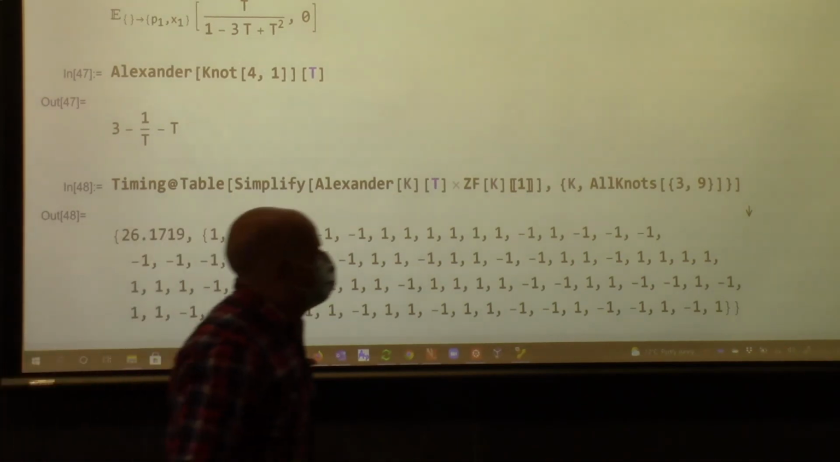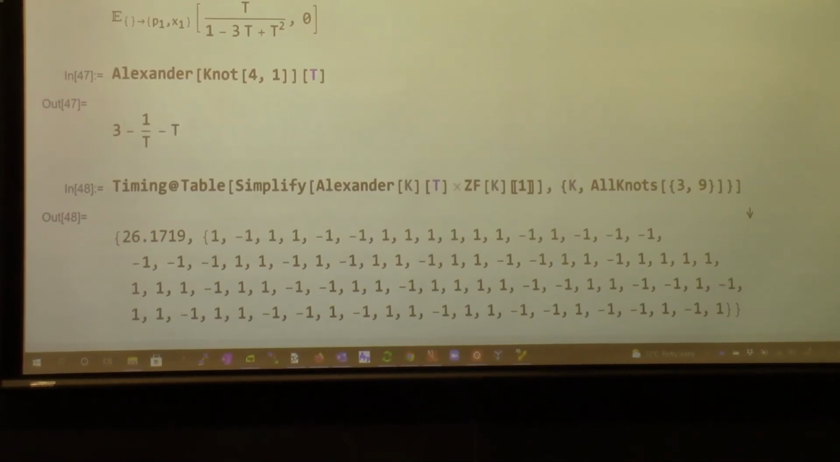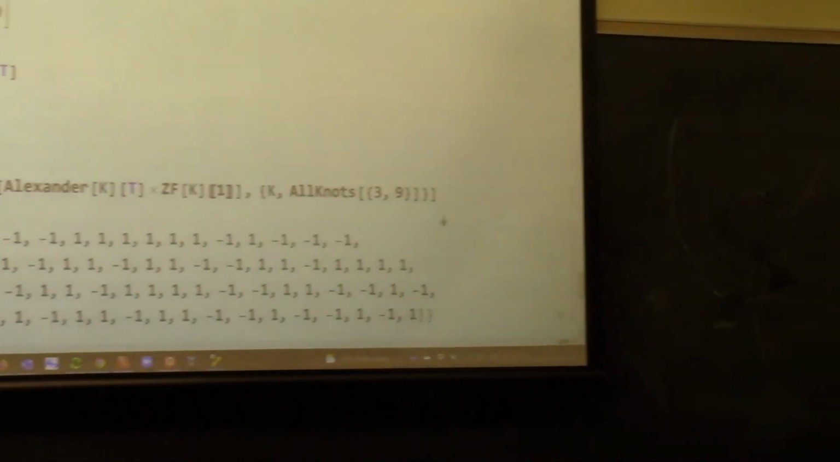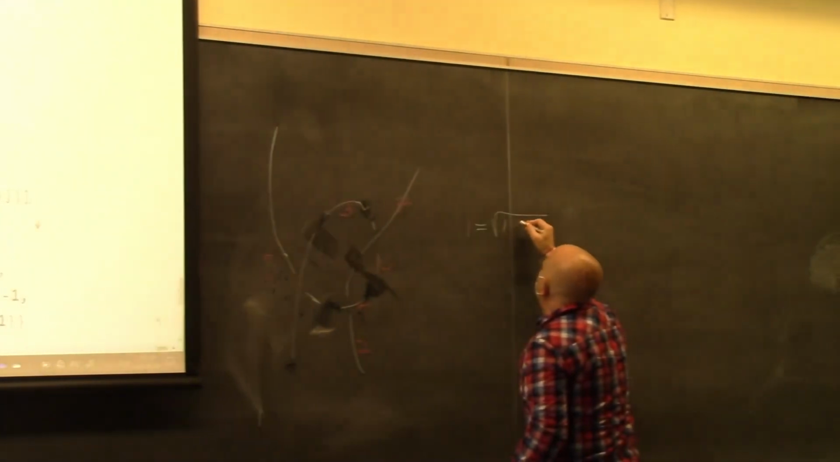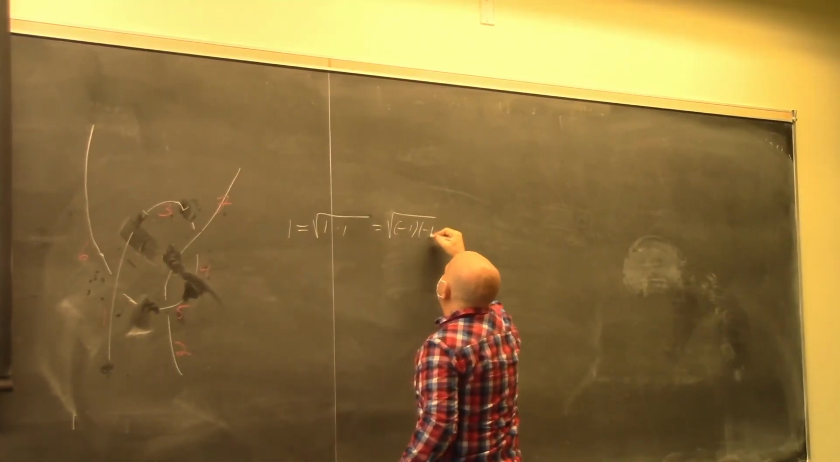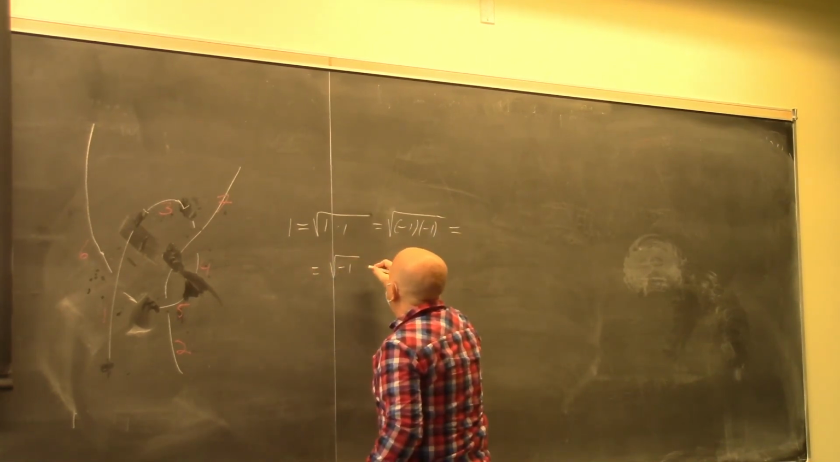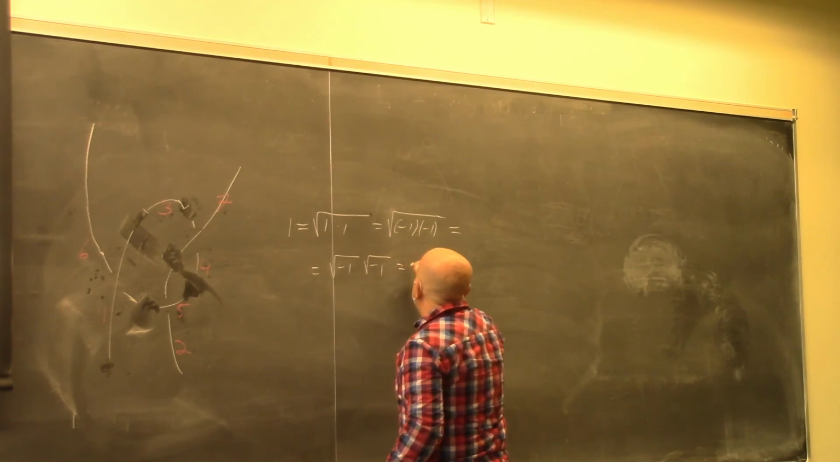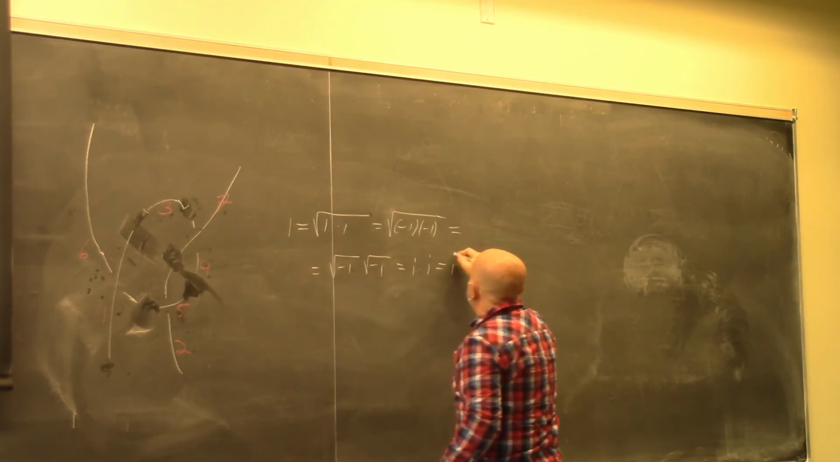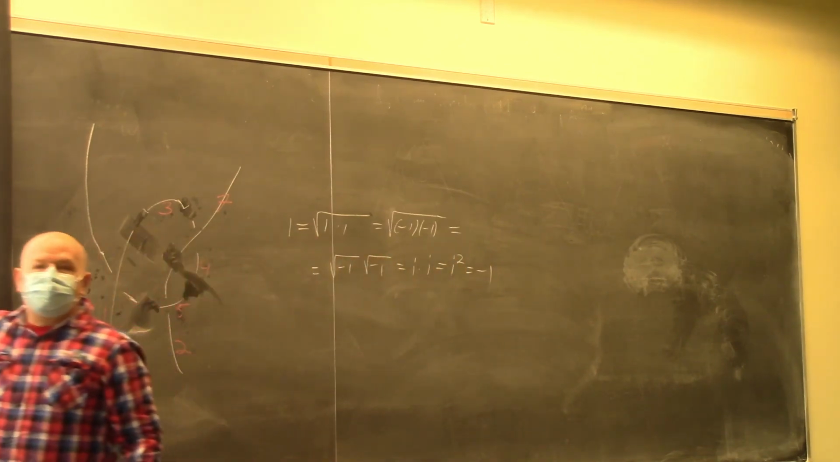So, let me remind you, sorry, I'll go a few seconds over time, but let me remind you that 1 is equal to the square root of 1 times 1, which is equal to the square root of minus 1 times minus 1, which is equal to the square root of minus 1 times the square root of minus 1, which is equal to i times i, which is equal to i squared, which is equal to negative 1. So I think that's what's happening here.